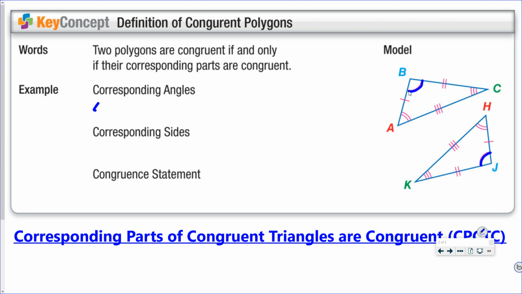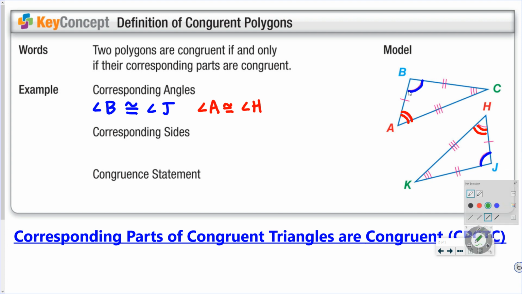We have angle B is congruent to angle J. All right, I'm going to go next to the one with the two arcs. So angle A is congruent to which angle of the other triangle? H. Those are corresponding congruent angles. And then lastly, we have C and K.